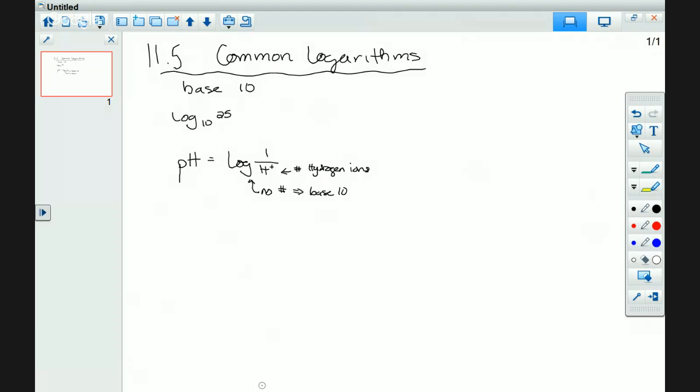So if I have, let's just take the number out of the book, 7.94 times 10 to the negative 9 hydrogen ions, I think it's moles per liter. And again, chemistry folks, you'll learn all about that. What is the pH?